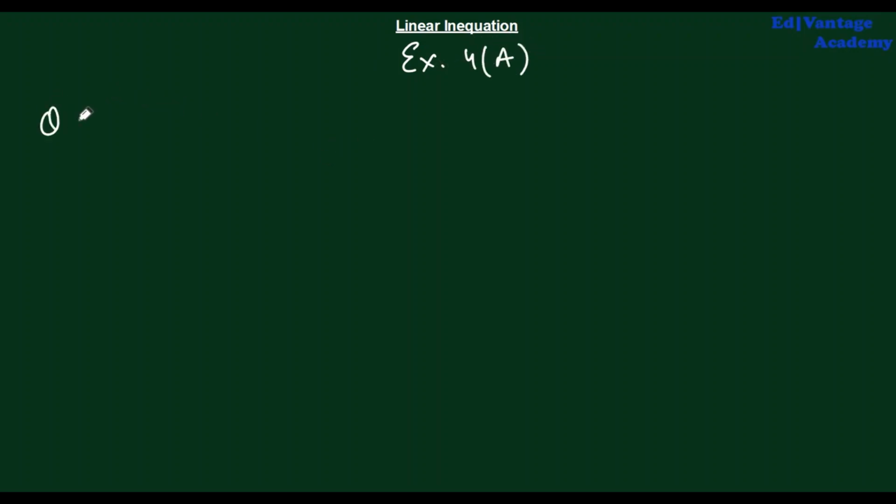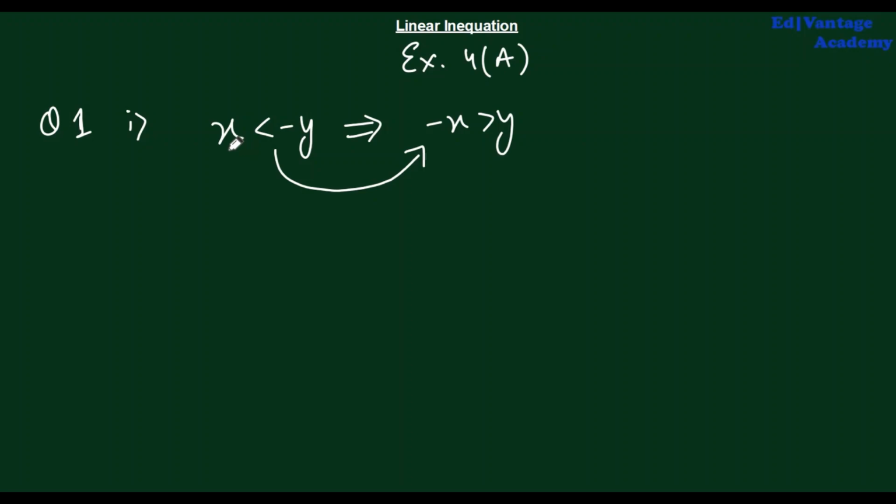The first question of exercise 4A is true or false. The first part is given, if x is less than minus y, and they have asked, is this one correct with respect to the first? So you can see x is less than minus y. They have sent the minus to the other side and reversed the symbol. So should it be correct? It's correct. We just studied that when a negative sign moves to another side, from left to right or right to left, the symbol reverses. So this is true.